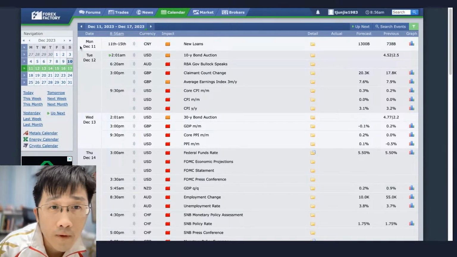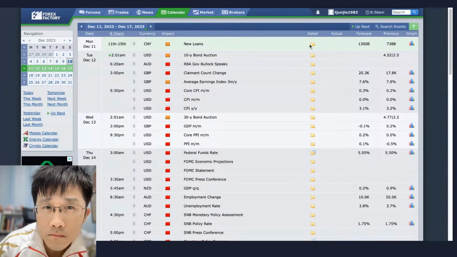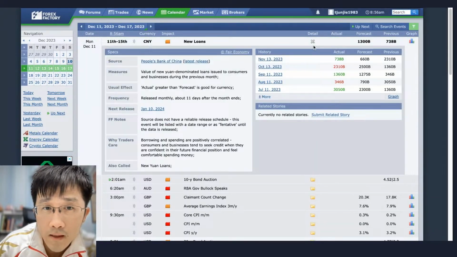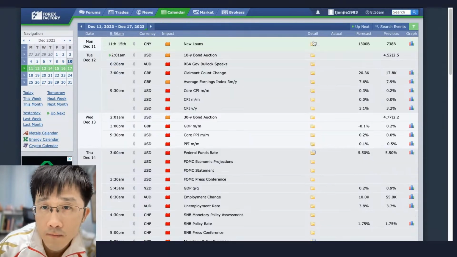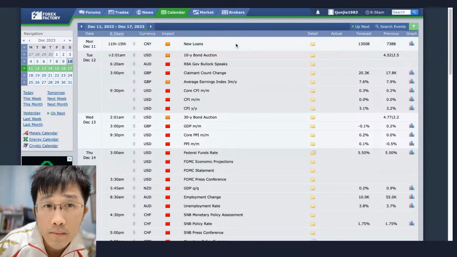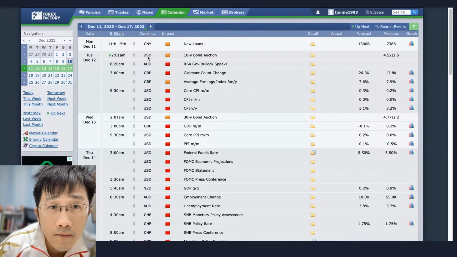Okay, so for next week, if you are trading the yuan, which I don't, or rather, it will also affect the Aussie dollar or the New Zealand dollar, then take note of the new loan news, which stretches from 11 to 15. I think they are probably not sure when it is releasing, so they just put a range. So that's the Chinese yuan on Monday. Monday-wise, we don't have any key economic data coming out for the forex market.